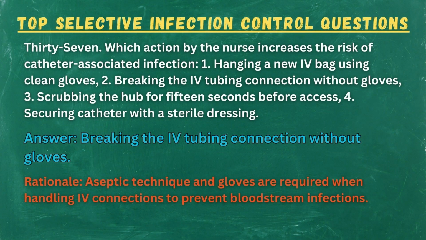37. Which action by the nurse increases the risk of catheter-associated infection? 1. Hanging a new foreback using clean gloves. 2. Breaking the tubing connection without gloves. 3. Scrubbing the hub for 15 seconds before access. 4. Securing catheter with a sterile dressing. Answer. Breaking the tubing connection without gloves. Rationale. Aseptic technique and gloves are required when handling connections to prevent bloodstream infections.